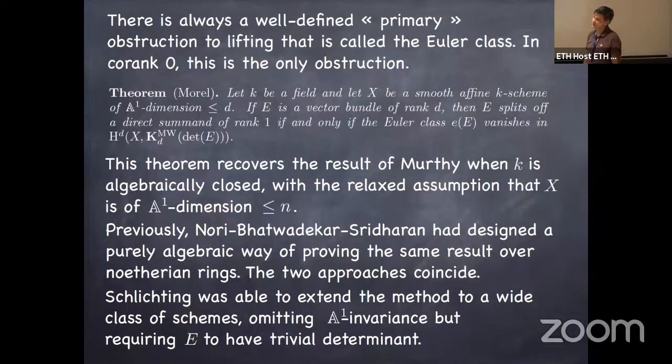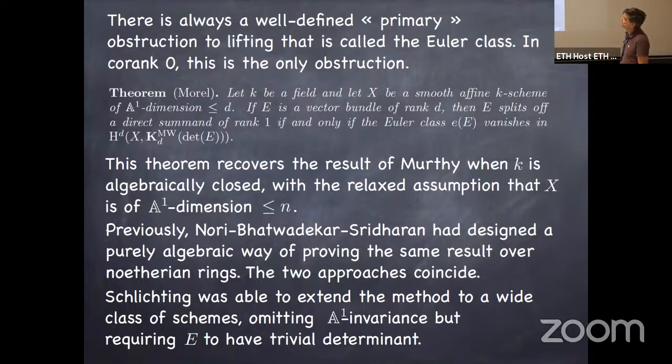then if you have a rank D vector bundle and you want to split it, then you have a single obstruction, and this single obstruction lives in a cohomology group, which is H^D(X, K^MW_D twisted by det of E). Remember that K^MW_D is the first non-trivial homotopy sheaf of the sphere. So this is the purely homotopical analog of the topological situation. And there is a twist by det of E, which just takes into account the action of the fundamental group of BGLN, which is just BGm.